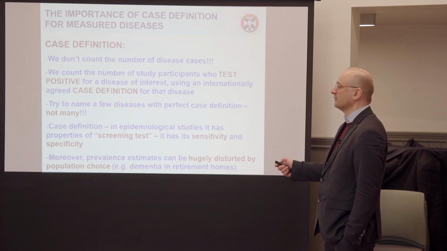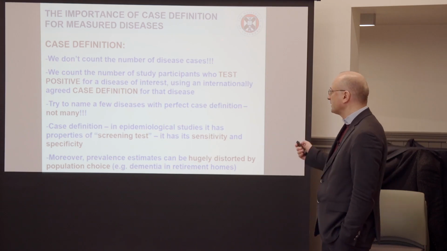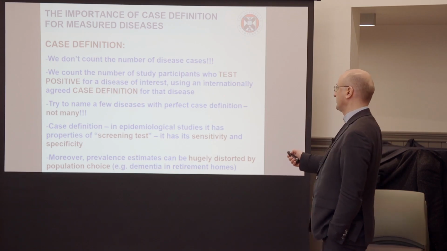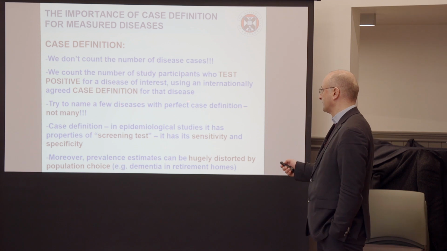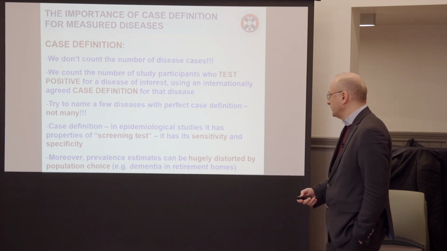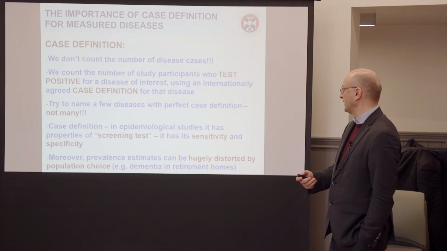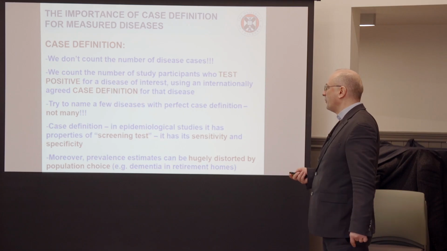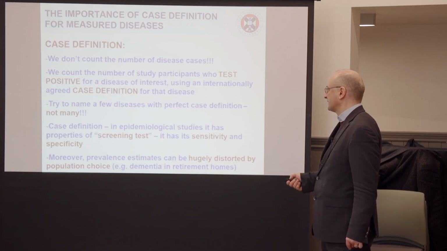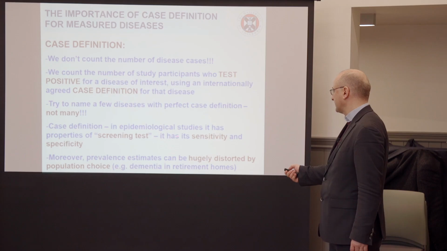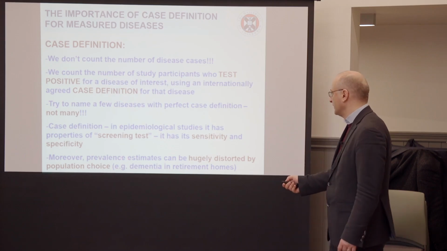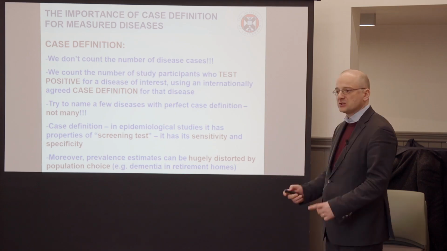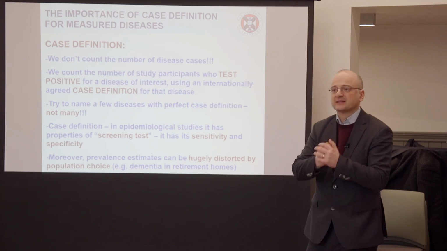So, when we go to case definition, we don't count the number of disease cases, we count the number of study participants who test positive for a disease of interest using an internationally agreed case definition. If you try to name a few diseases which have a perfect case definition, you're going to realize that you don't have many of these diseases at all. Case definitions in epidemiological studies have the property of a screening test, they have sensitivity and specificity, and the prevalence estimates can be hugely distorted by your population choice.